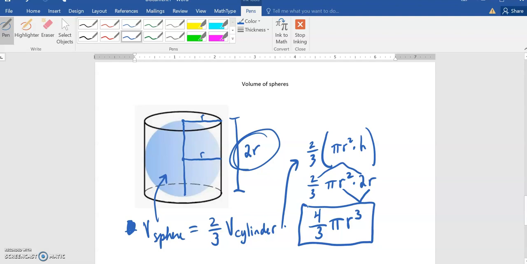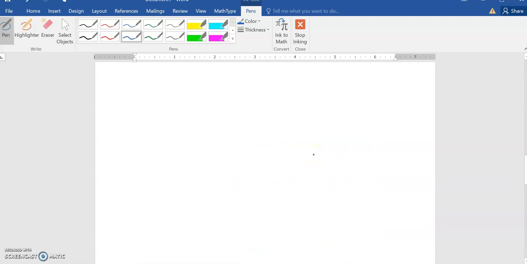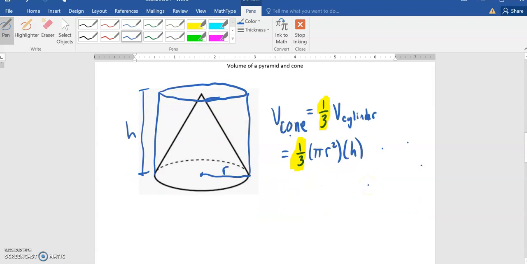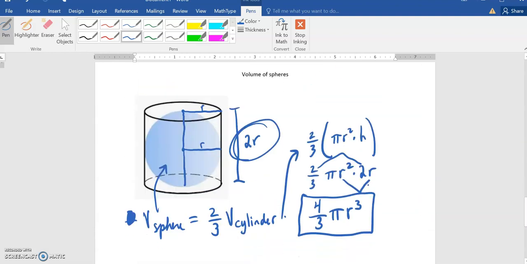Once again, I'm going to link the videos to show you using water displacement how that 2/3 comes about. And I'm also going to link a video to show you where the 1/3 comes into play in relation to the cylinder. So I hope this is helpful.